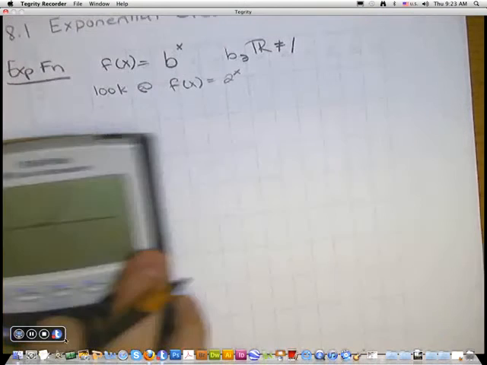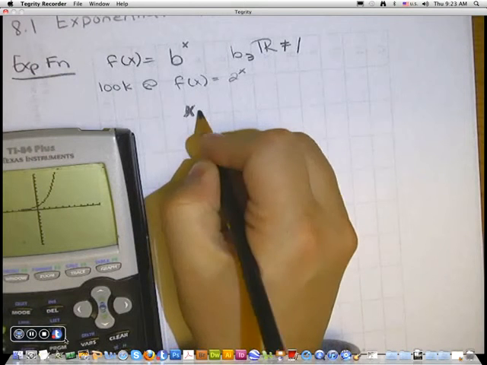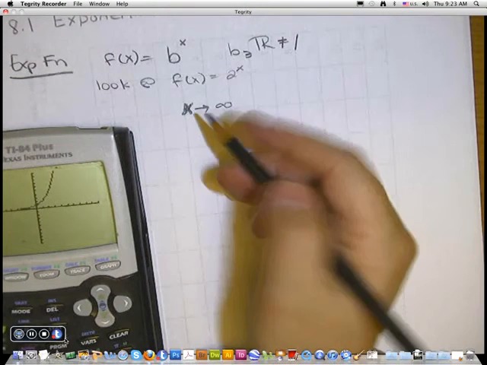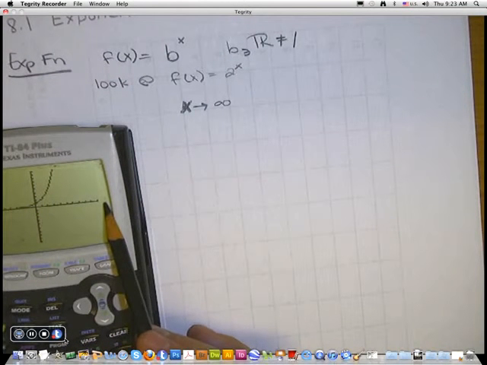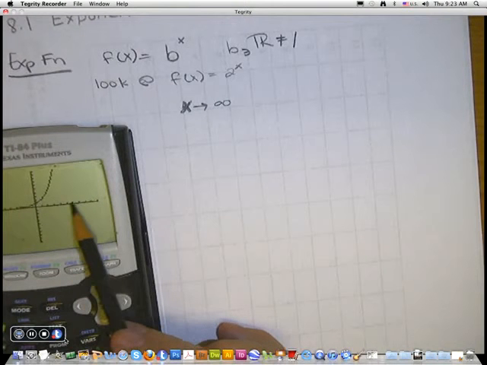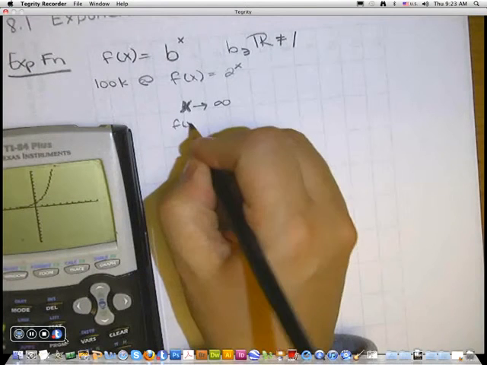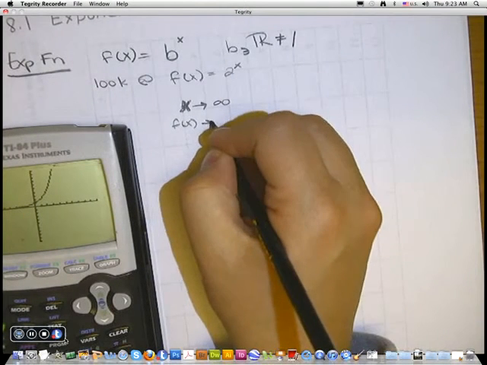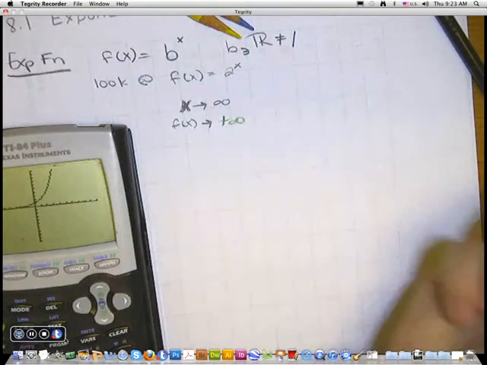So the way we look at that is that we're going to say as x approaches positive infinity, so as my x's get larger, what's happening to the function? And the function would be the y values. So as my x's get larger, what is happening to my y values? The function, because f of x means y, the y values are approaching positive infinity as well.